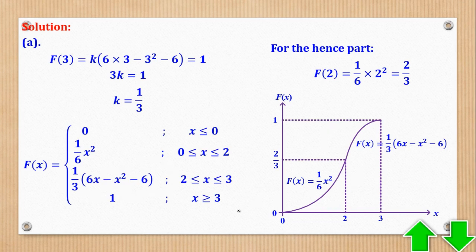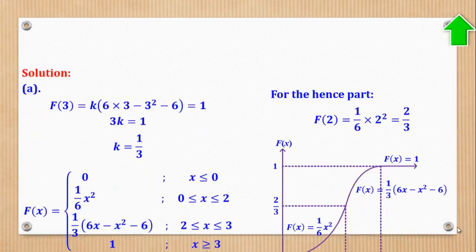Okay. Then at 1, x greater than 3, it is 1. We don't know where it ends, so we shall put an end with an arrow. So this arrow is very vital. It means that it is continuing. You don't know where it will stop. And that's what they wanted.